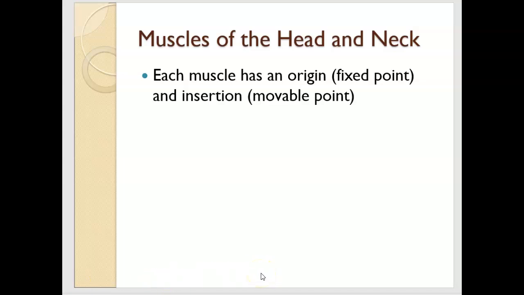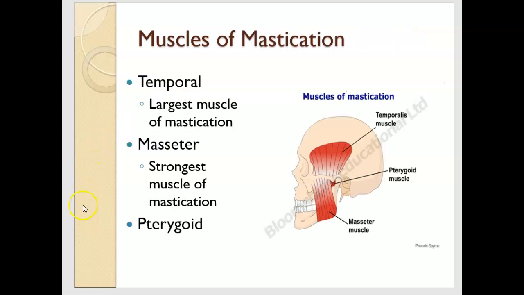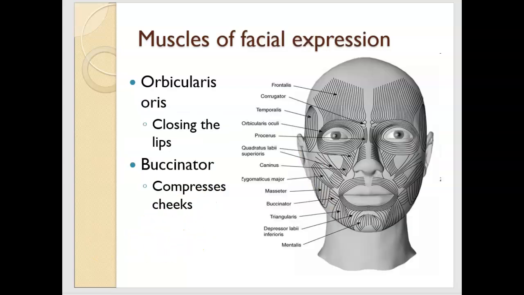Muscles of the head and neck. Each muscle has an origin, which refers to a fixed point, and an insertion at a movable point. The muscles of mastication are the temporalis, the largest muscle of mastication, the masseter, the strongest, and the pterygoids. Muscles of the facial expression: orbicularis oris, which closes the lips, and buccinator, which compresses the cheeks.